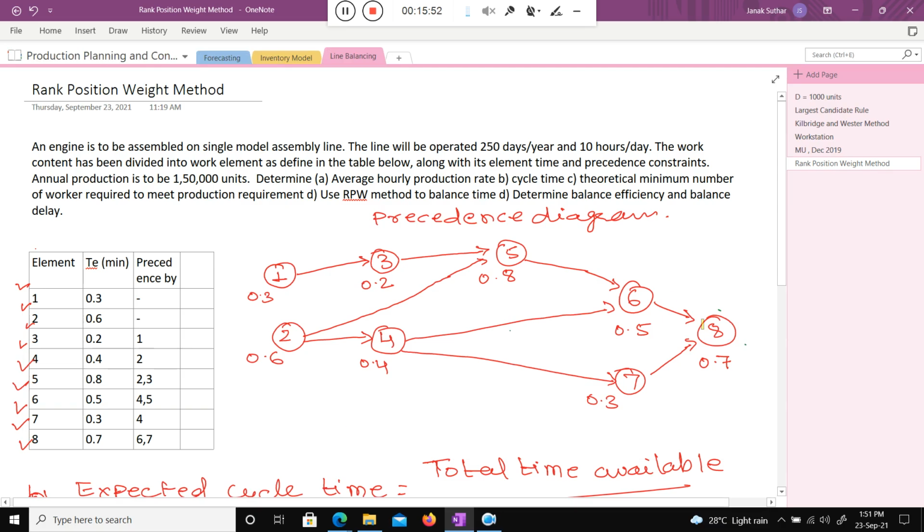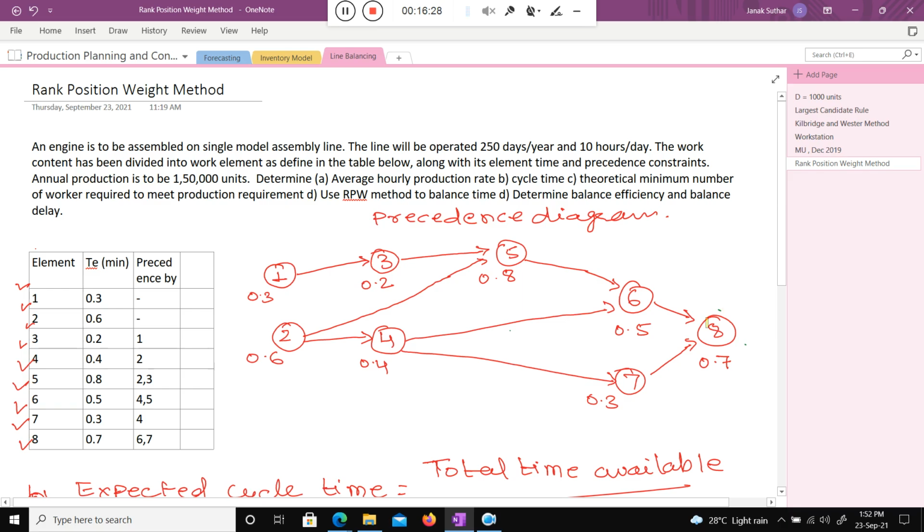First, when I talk about activity 8, the weight is given starting from the backward side of the precedence diagram. So if my precedence diagram is completed, what is the last node? This point is very important. Class, if you understand this weight assigning process, then you can easily do the line balancing by using the rank position weighted method. So please take care during this particular part.